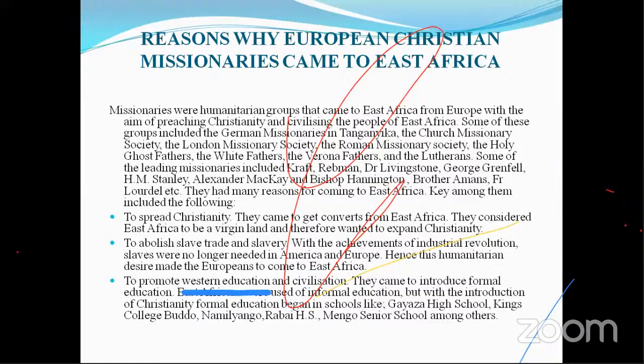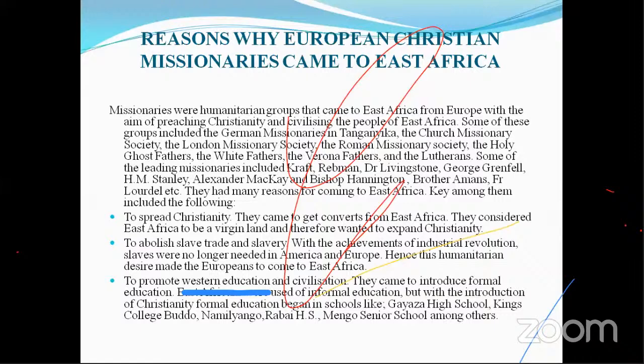So we are saying these people came to promote Western education because in Africa at the time, Africans only had informal education. So they felt it important to come to East Africa and introduce formal education, where Africans had to get skills in different activities.